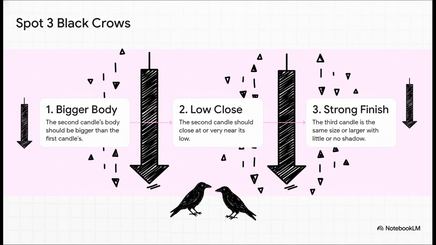The 3 black crows follow that same logic, just in reverse. The second candle gets bigger than the first, it closes at or very near its low, and the final candle is just as big, if not bigger, with almost no lower shadow or wick. This pattern shows a cascade of selling pressure that just isn't letting up.